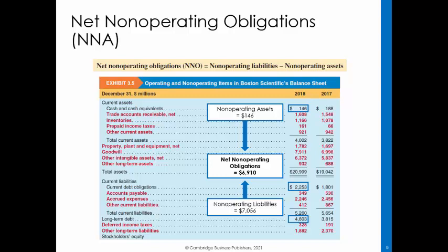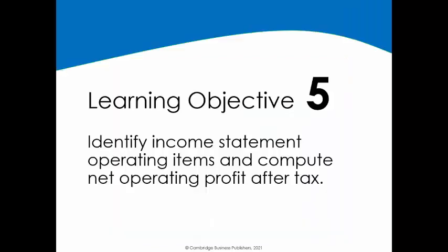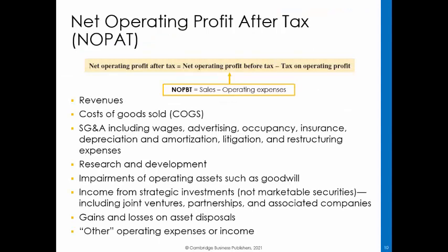For an extensive list of non-operating and operating balance sheet and income statement accounts, refer to Appendix A of Module 3 in your text. In this learning objective, we identify income statement operating items and calculate net operating profit after tax. The income statement reports on both operating and non-operating activities. Operating activities are those that relate to bringing a company's products or services to market and any after-sales support.